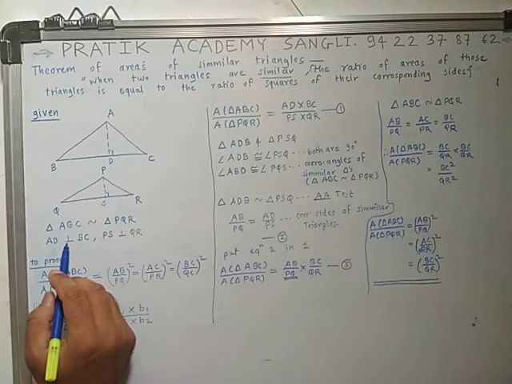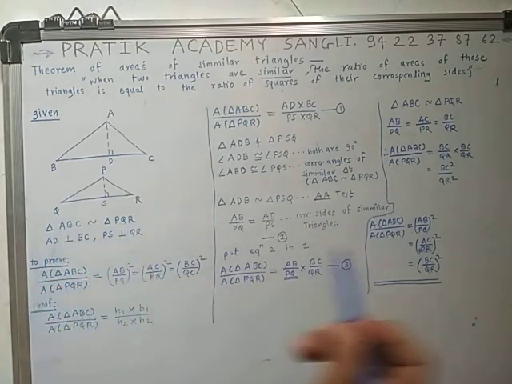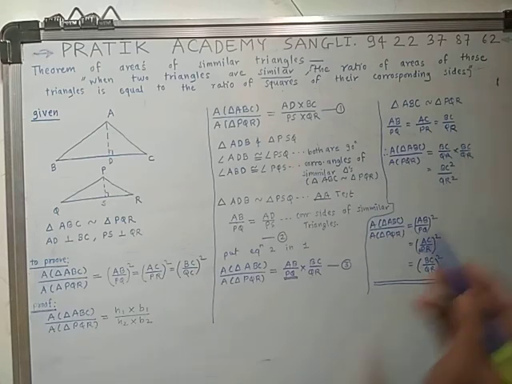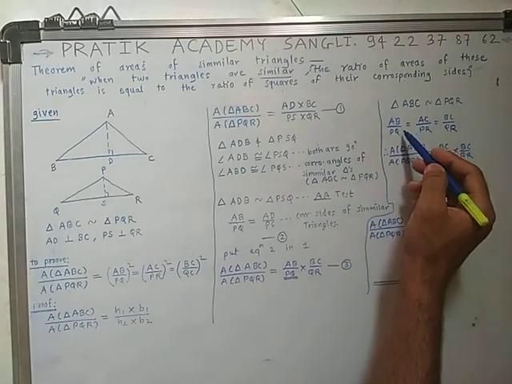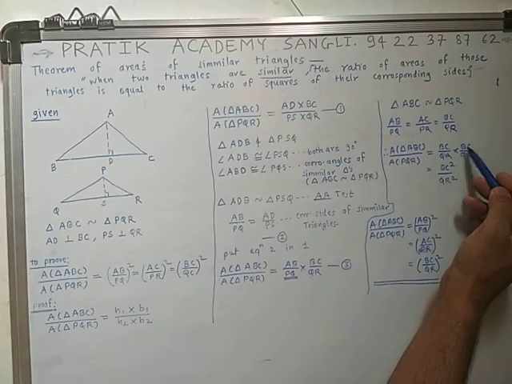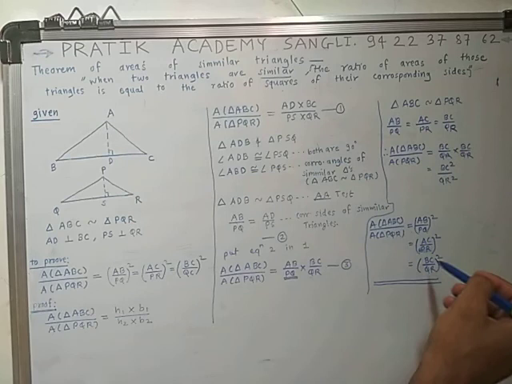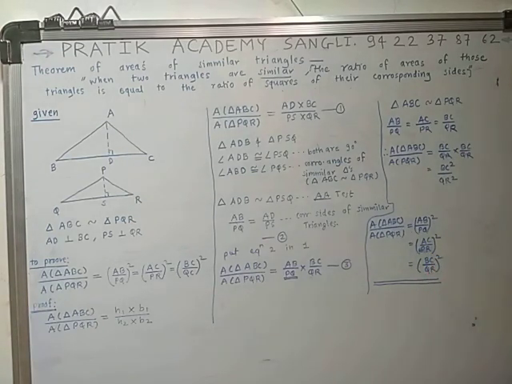Then it is given to us that ABC is similar to triangle PQR, so this ratio is of corresponding sides of similar triangles. And then we have replaced AB upon PQ by BC upon QR. So BC upon QR, BC into BC, BC square upon QR square. And in a similar way you can write for the remaining ratios. So this is the theorem of areas of similar triangles.